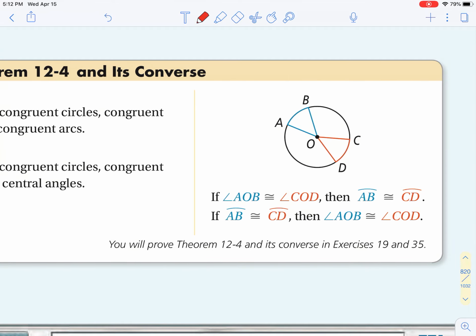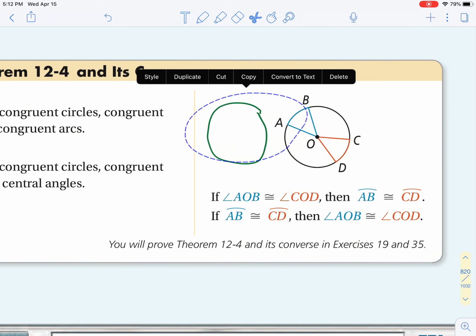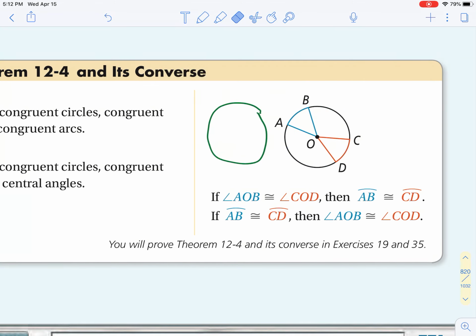So the first one says, if you have two circles that are of the exact same diameter or circumference, we're going to look at matching angles. If these angles are the same, then we know that these arcs are the same. So hopefully that's pretty much a no-brainer. And the reverse is true as well. That's called the converse.